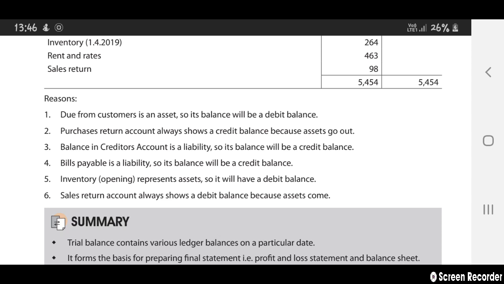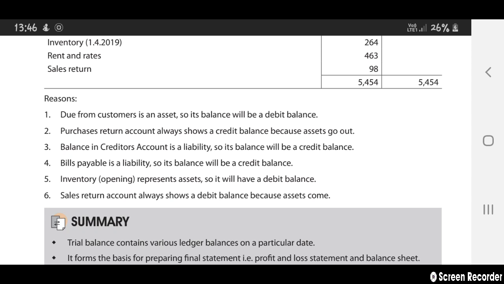The balance in the creditors account is a liability, so it will be a credit balance. Bills payable is a liability, so that balance will be a credit balance.